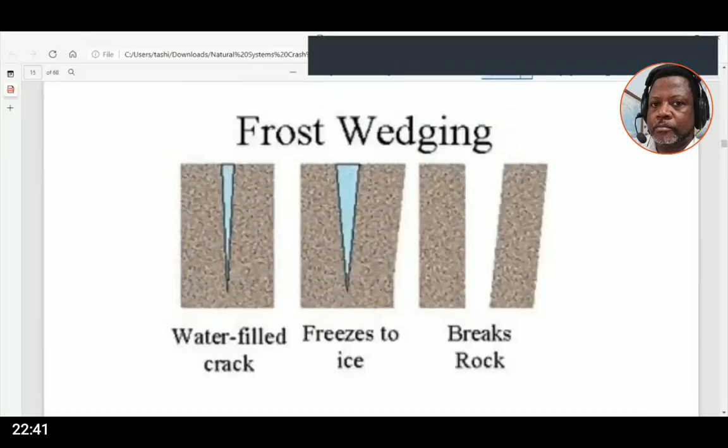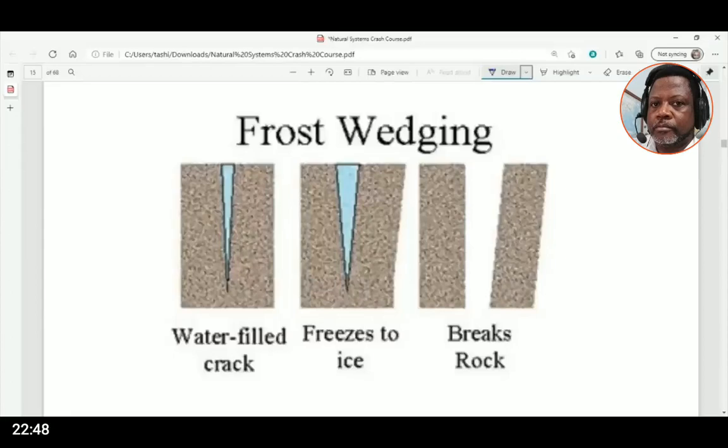So this is what it would look like. My water fills up a crack that is inside my rock. It freezes to ice, expansion is taking place, and because of that expansion, it causes my rock to break apart.